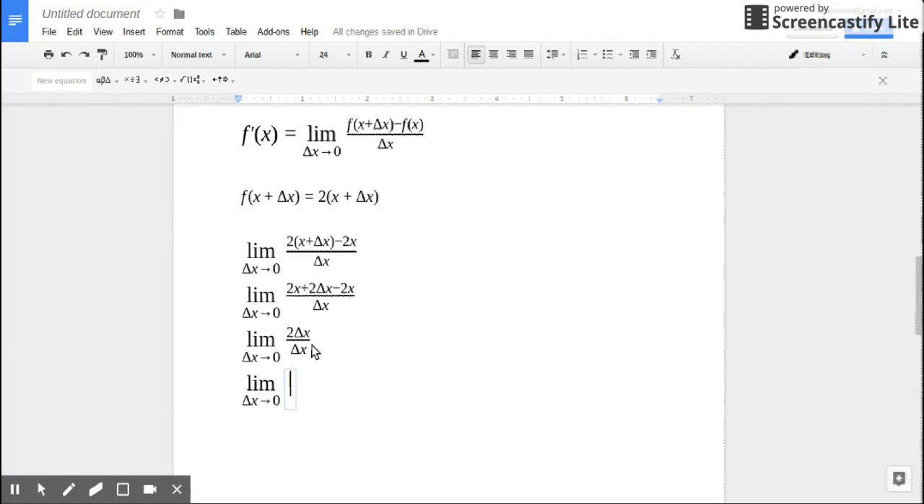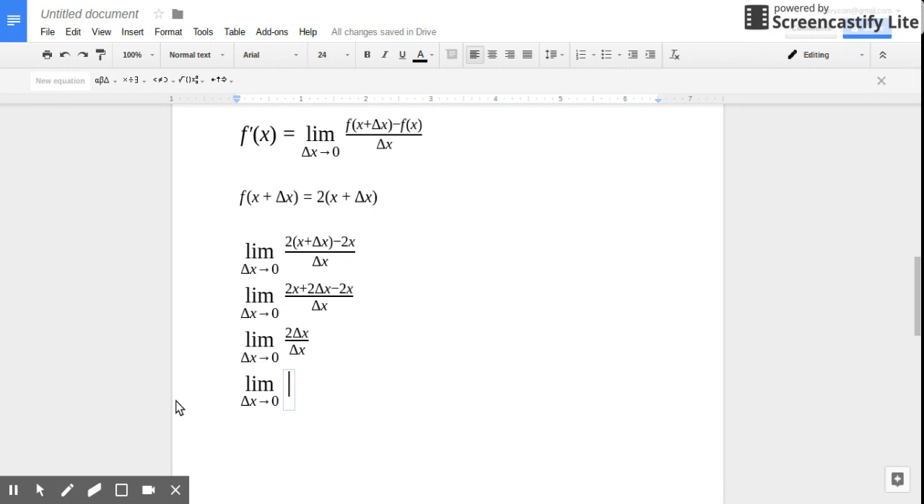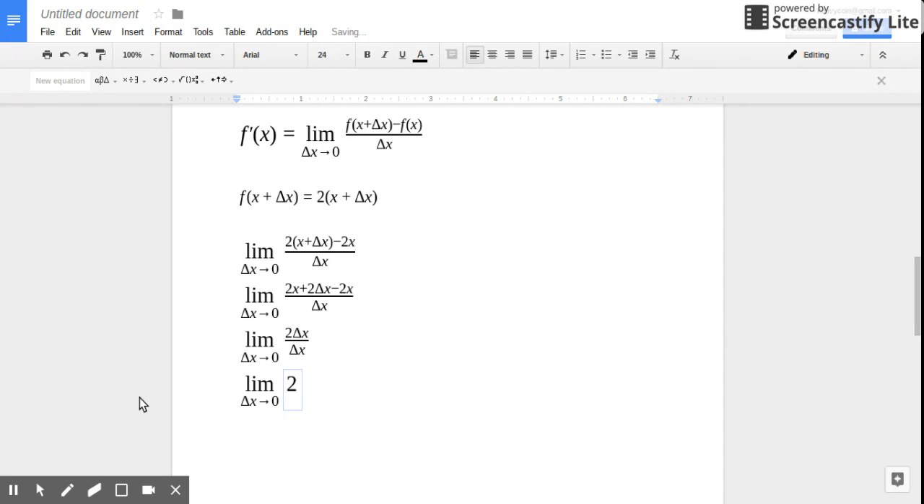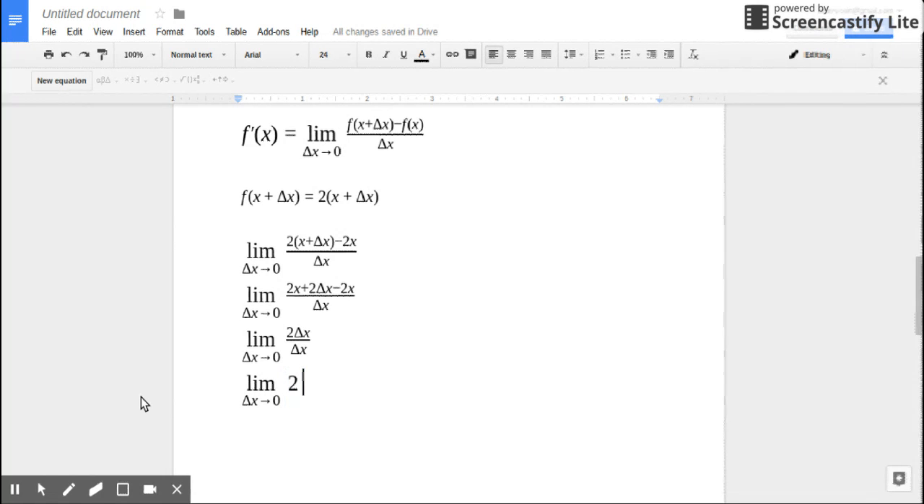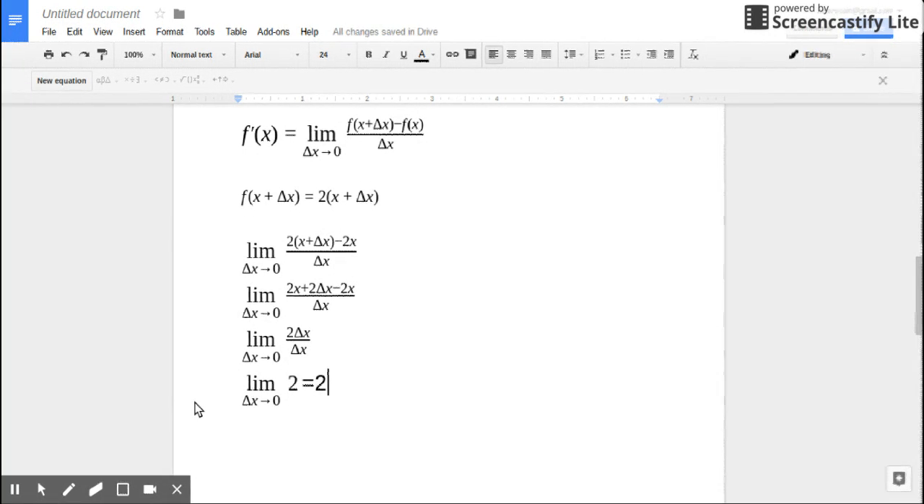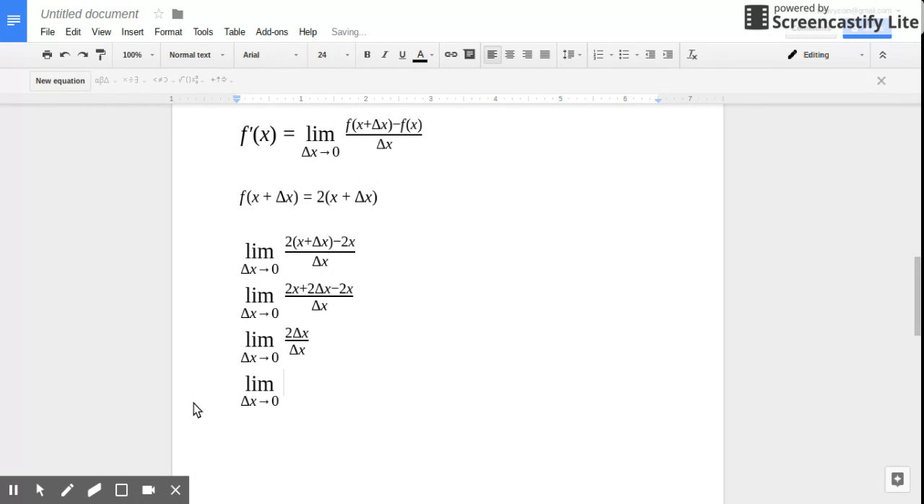All right, so the delta x over delta x cancels out, and what are we left with? We're just left with 2. That's it. We're just left with 2. So the limit, you should know that the limit of a constant is just the constant. So this whole thing is just equal to 2. I guess to use the same font, we need to probably get inside there. Okay. All right. So there's just a little bit of work to that, not much.